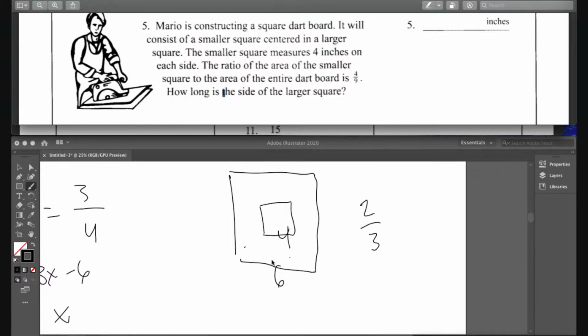You really don't have to draw it out. You could just think, if the area of a square to another square is 4/9, then the side ratio is going to be 2/3. And if this is 4, then I'm just going to multiply 3/2 by 4, and that's going to give me 6. Yeah, anything you want to say for that one, Bill?